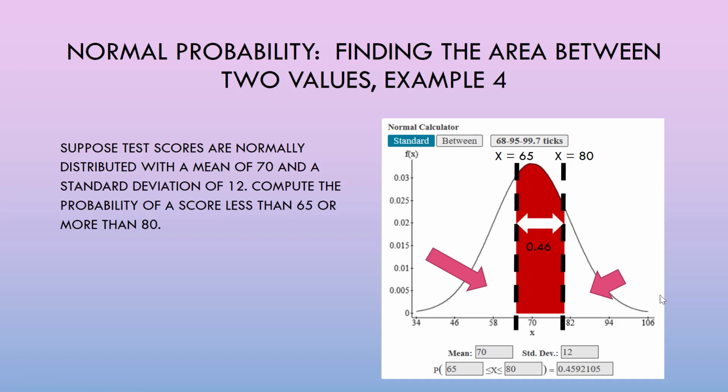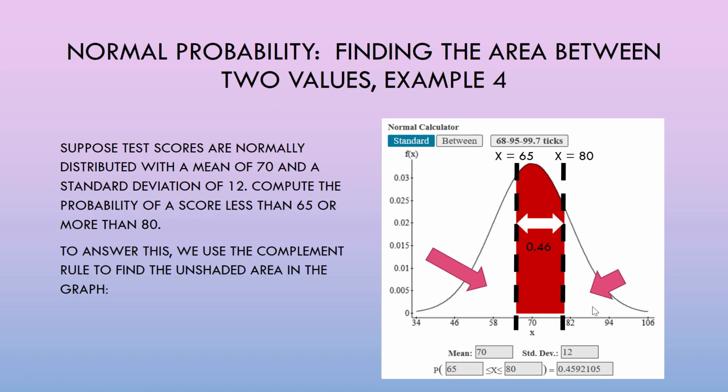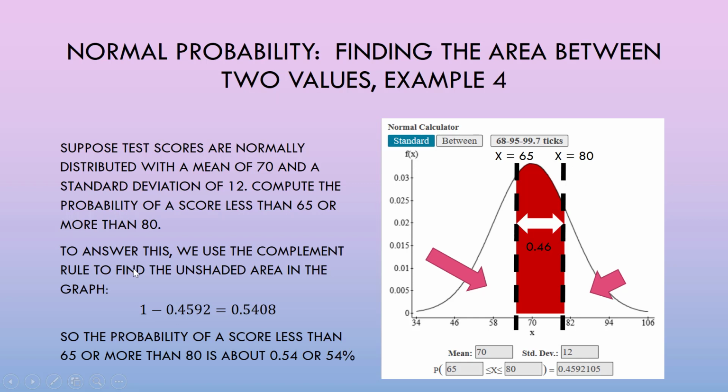Unfortunately, there's no way to make StatCrunch shade these two disparate areas. So what we have to do is what we've done in the past, which is to use the complement rule to find the unshaded area. So we have 1 minus 0.4592, which is about 0.5408. Notice when I did this calculation, I used a higher precision just to avoid some rounding errors. So the probability of a score that is less than 65 over here, or more than 80 over here, is about 0.54 or 54%.